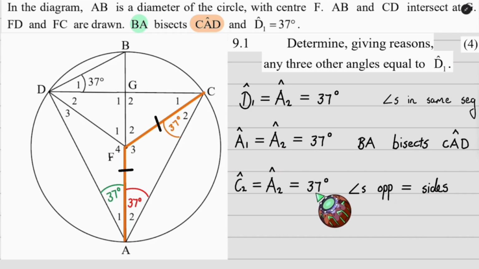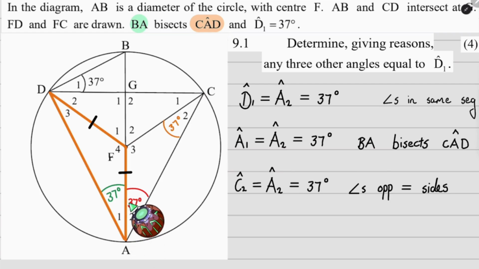And lastly, I'm going to do you one better. I'm going to get you a fourth angle equal to D1. So I see another isosceles triangle over here. AF is a radius, FD is a radius, which makes this orange triangle an isosceles triangle. So D3 will also be 37 degrees for the same exact reason, angles opposite equal sides.